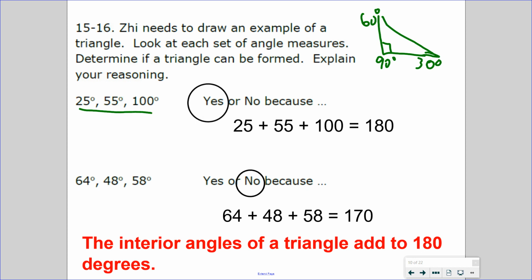So do these 3 numbers, so you need to draw an example of a triangle. Look at each set of angle measures. Determine if a triangle can be formed. If you add 25 to 55, that's 80, plus 100 is 180. Yes, it does make a triangle. But if you add up these 3 numbers, add up to 170, would that make a triangle? No, it always adds up to 180. You have to know that for the upcoming test.